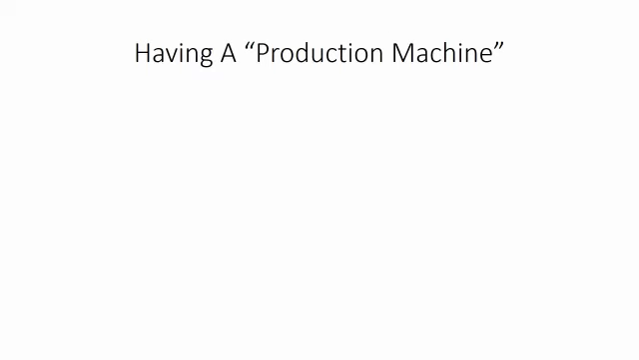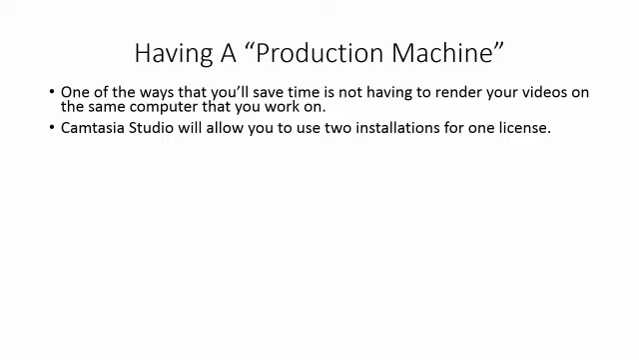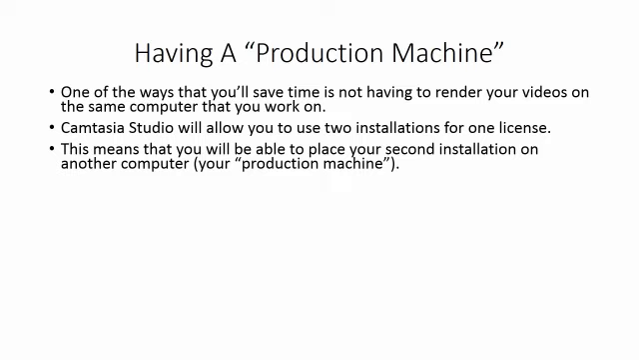Welcome back. In this video, we're going to be talking about the best practice of using a production machine. One of the ways that you're going to save time is not having to produce, or render, is the other term, your videos on the same computer that you work on. Camtasia Studio will allow you to use 2 installations for 1 license, as long as you are the person using both of those installations. It's legal within the terms in which you purchased Camtasia Studio. This means that you can place your second installation on another computer that you use.